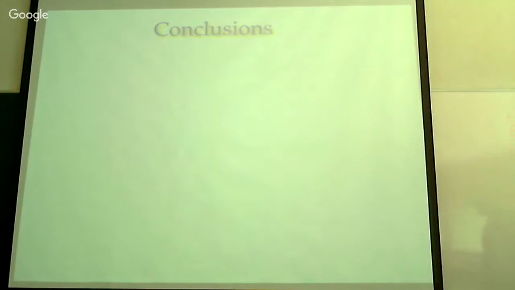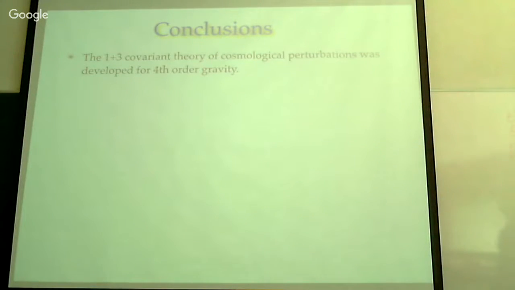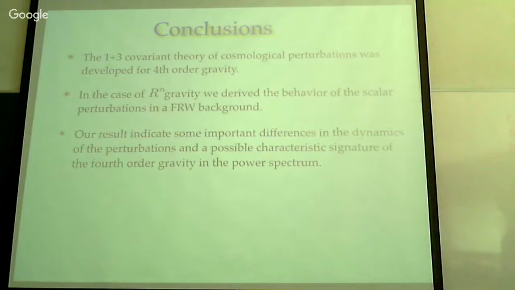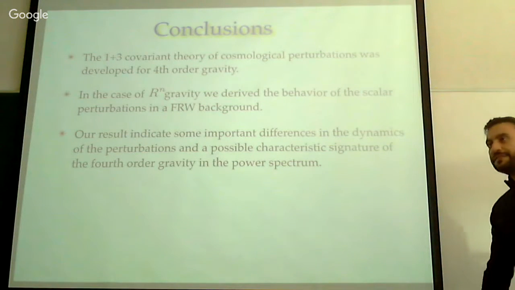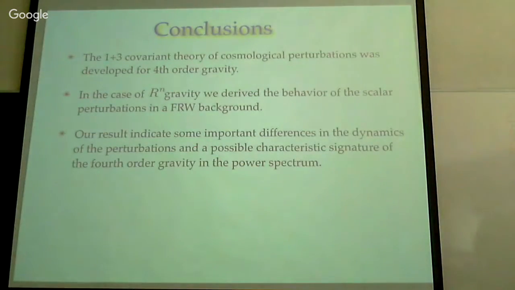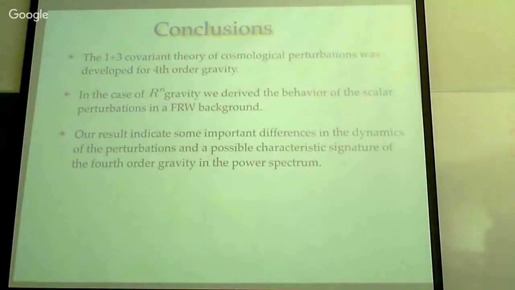Okay, so the conclusions. I showed you 1 plus 3 covariant theory, cosmological perturbations. In case of orthogonal gravity, particular to gravity. In case of Archimedean gravity, I define the behavior of scalar perturbations in a treatment of sloping background. Our results indicate some important difference in the dynamics of perturbations and possible characteristic signature for these theories, which are actually measurable. The moment you find deviation from flat spectrum, you can actually compare these with this calculation, these results, and you can say the reason for gravity that is actually consistent with it.